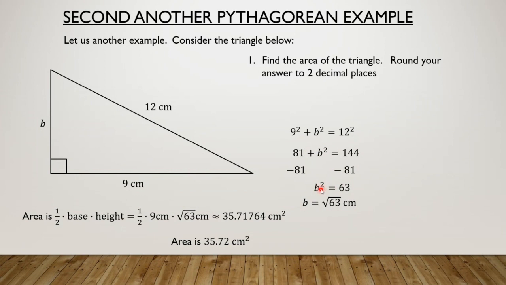But remember, we don't want B squared. We want B. So we take the square root and we get the square root of 63. And B is also in centimeters, so that's why I put centimeters here.